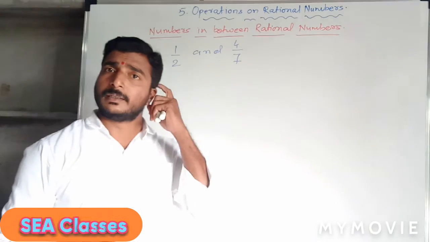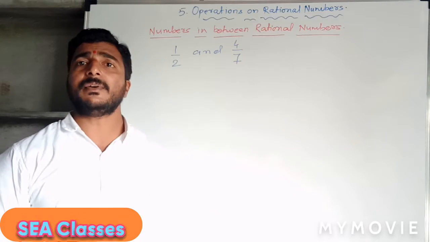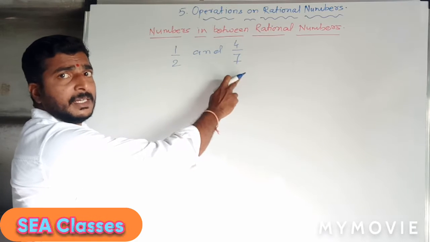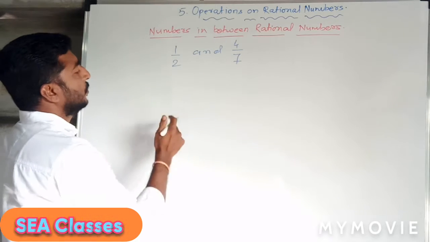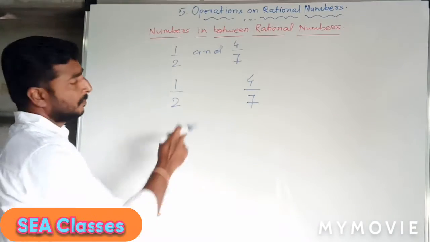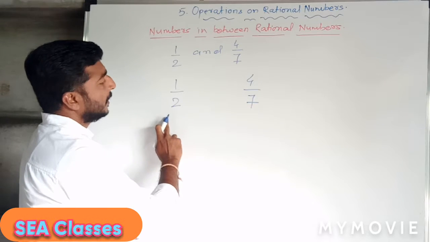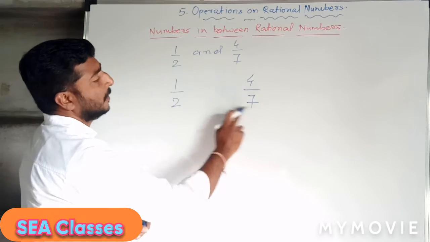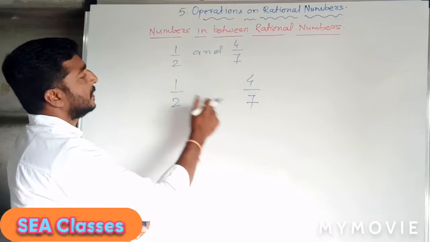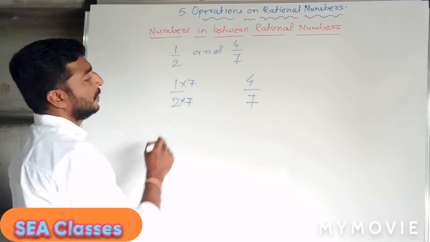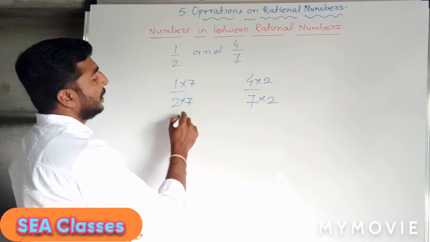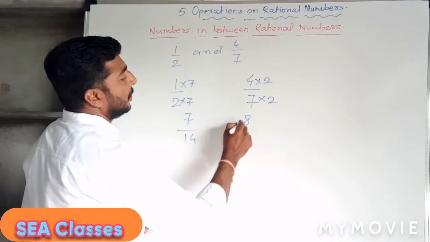You have already learned in lower classes how to make equivalent fractions. These are the two fractions, and you have to write their equivalent fractions, by multiplying the numerator and denominator. To make them equivalent, you have to make the denominators equal. How will you do that? By multiplying the numerator and denominator of the first fraction by 7, and the numerator and denominator of the second by 2. You will get 7/14 and 8/14.